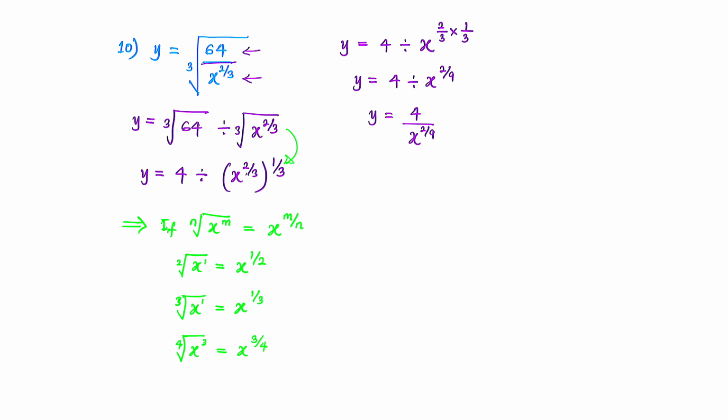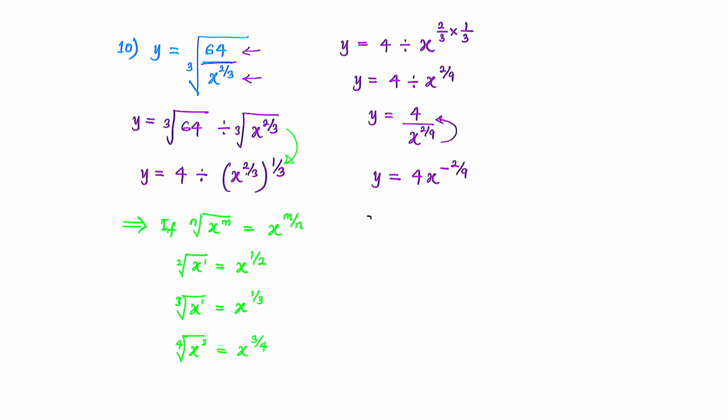And as we've learned so far, we don't stop here. We take it one step further. That means y equals 4, take this x and bring it back to the top. It becomes x raised to power negative 2 over 9. Now we can take the derivative.